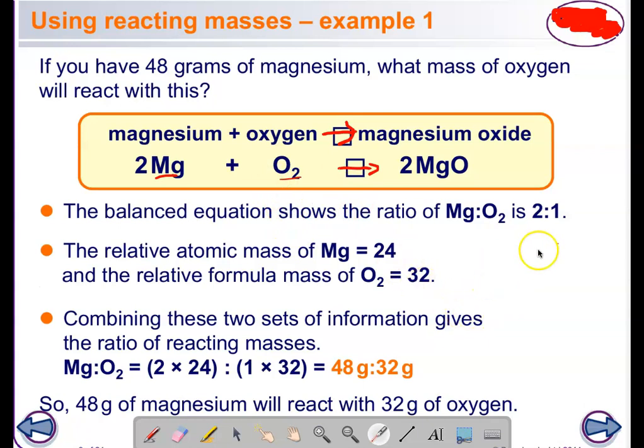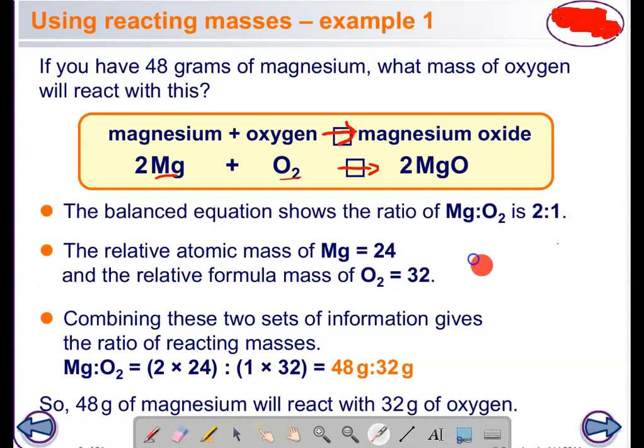And since the ratio is 2:1, once you get the number of moles of magnesium reacting with oxygen, if you want the number of moles of oxygen, you divide by 2, because 2 moles of magnesium react with 1 mole of oxygen. That will give you the number of moles of oxygen. Once you get that, multiply it by the relative formula mass of oxygen to get the amount of oxygen that will react with 48 grams of magnesium.